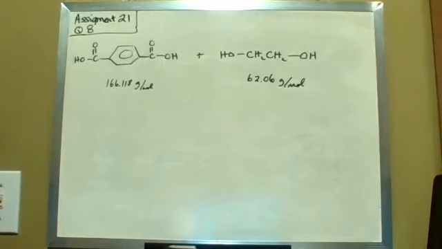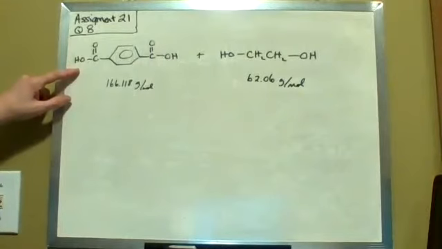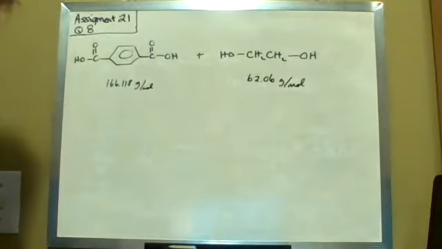Hello, everyone. This is assignment 21, question 8. And this one here has to do with forming a polyester from terephthalic acid. And I've drawn it out here. Here you were given the formula for it and also told it's benzene 1,4-dicarboxylic acid.